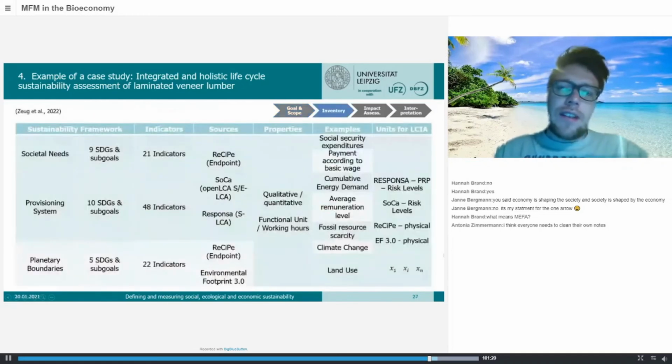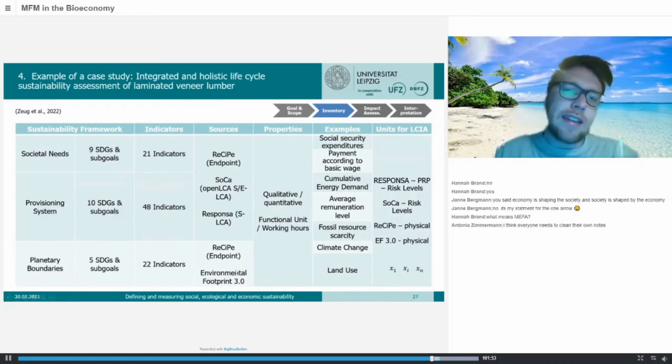Then we have an inventory. Inventory are our indicators. So we have a sustainability framework, the sustainability framework we discussed before: social needs, the provisioning system, economy, and the planetary boundaries. We are addressing the SDGs, and we have indicators. For example, we have 20 indicators for social needs. We have 40 indicators for ecology and for the economy and the provisioning system. And we have 20 indicators for planetary boundaries. We get those indicators from different life cycle impact assessment methods.